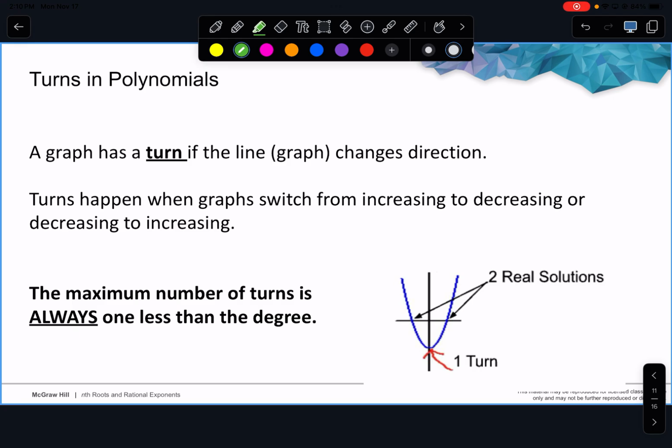Okay, a turn. A graph has a turn if the line changes directions. So if it's going from rising and then starts to fall, or it's falling and then starts to rise. It's going from increasing to decreasing. This is something I would put a highlight next to, an asterisk, a star. The maximum number of turns is 1 less than the degree.